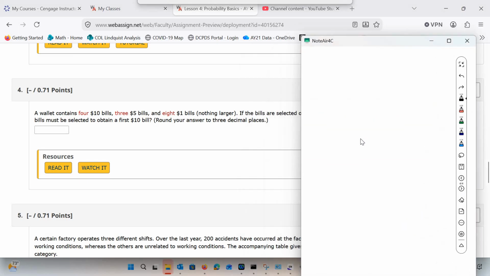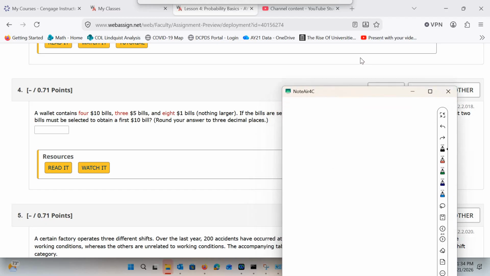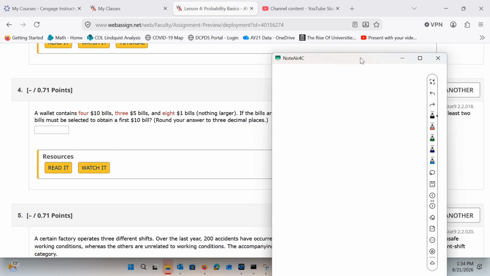So the question was, if the bills are selected one by one in random order, what is the probability that at least 2 bills must be selected to obtain a first $10 bill? That's a mouthful. So before we start any of this, we need the size of the entire sample. So let's calculate the total number of bills. That's the size of our sample space.